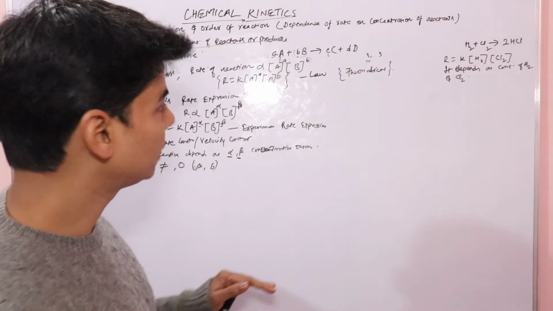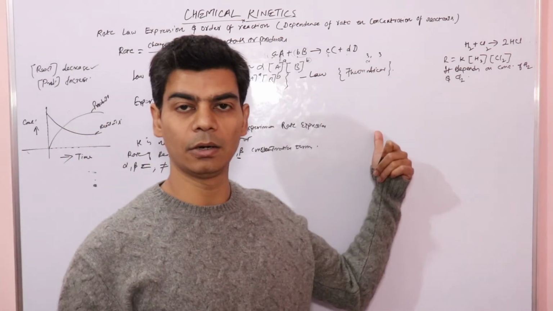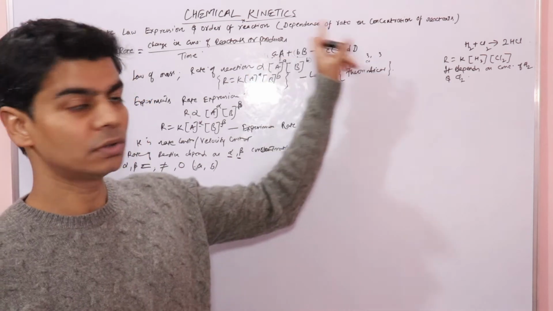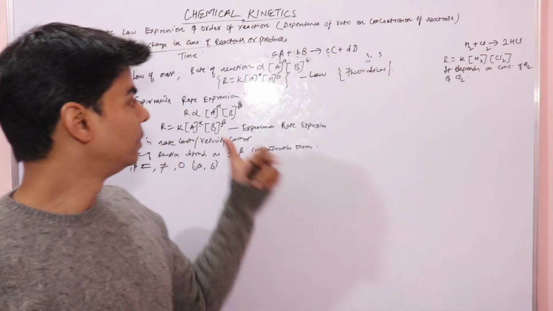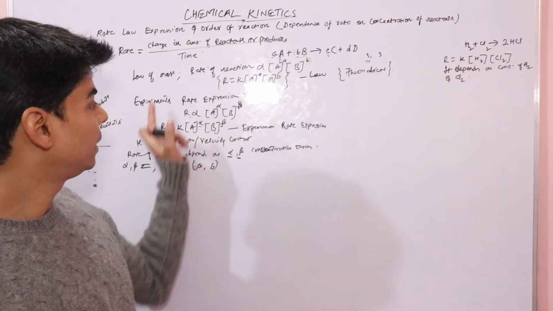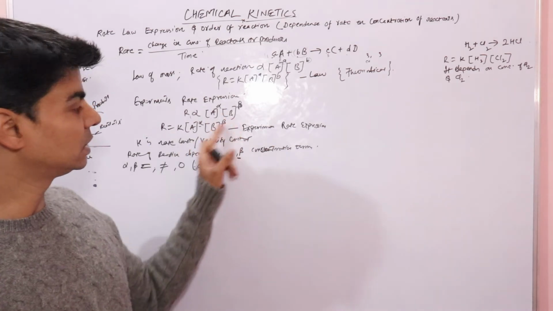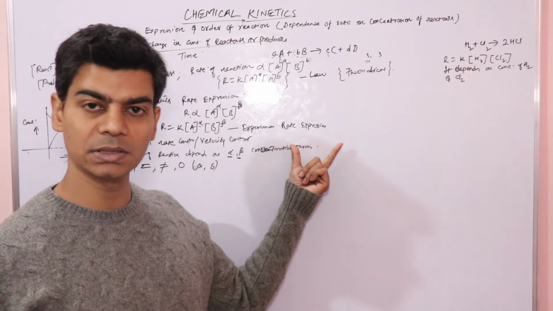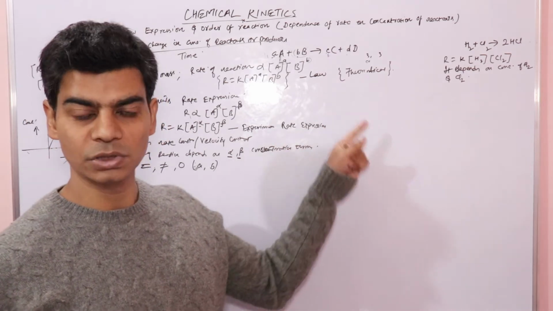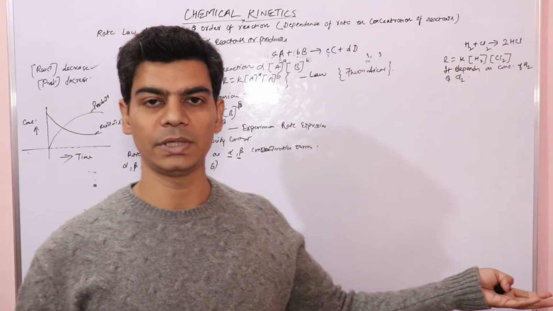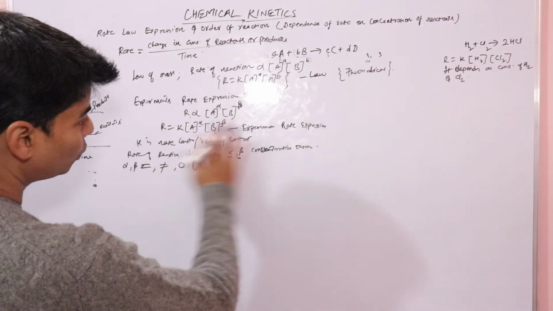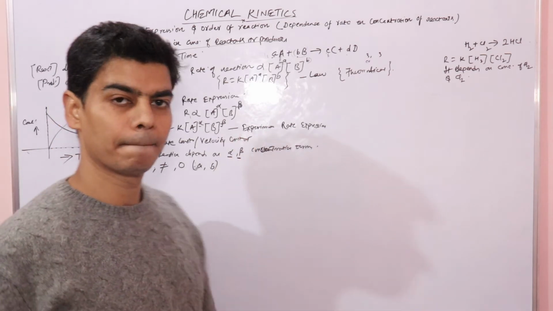Just remember one thing, that the rate expression given by the law of mass action is your theoretical one, which is based on your balanced chemical equation, and the rate expression generated in the second case is your experimental one, which gives your actual concentration terms on which the rate of reaction depends. So this gives your true rate of reaction.